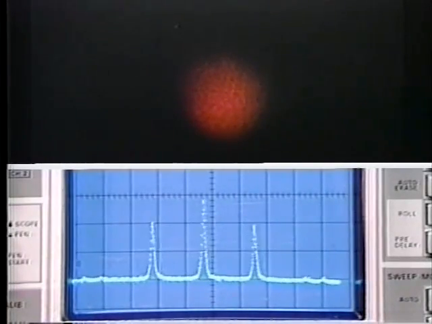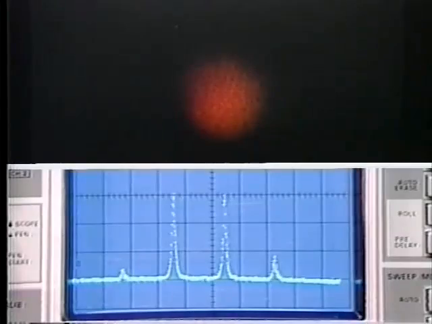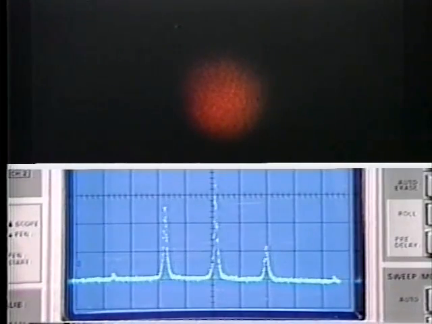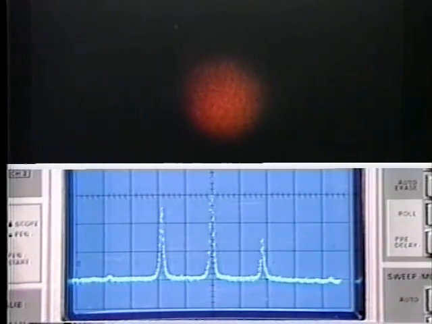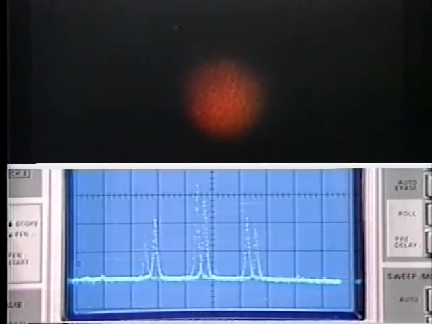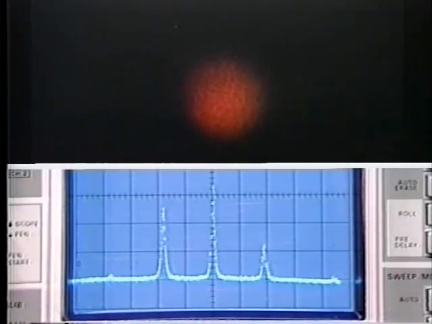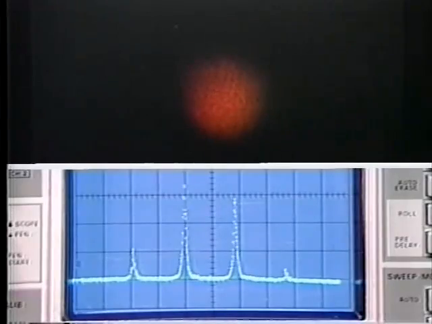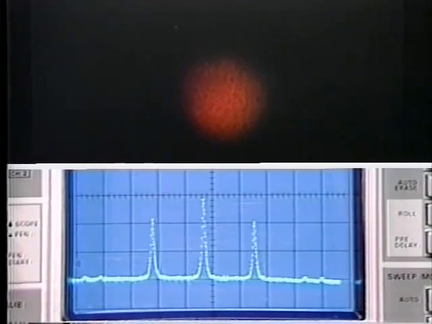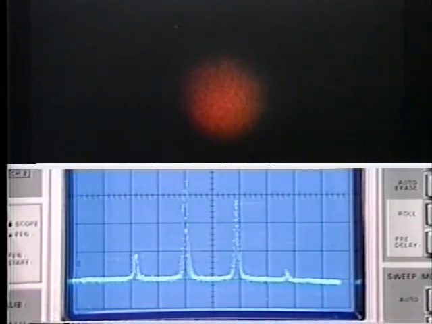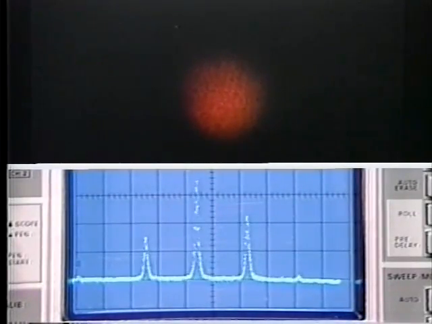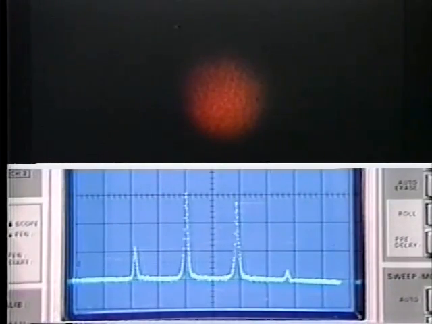What I've done here is I've stopped down the aperture so that we only have the lowest order mode, the 0,0 mode, oscillating. And on the scope, we see 3 or 4 modes due to the longitudinal modes oscillating in the laser. And of course, the number of longitudinal modes will depend on the width of the gain medium. The laser is about 40 centimeters long, which means that the mode spacing is about 375 megahertz. And that's why we get 3 and sometimes 4 modes oscillating within the bandwidth of the amplifier, which is 1.5 gigahertz.